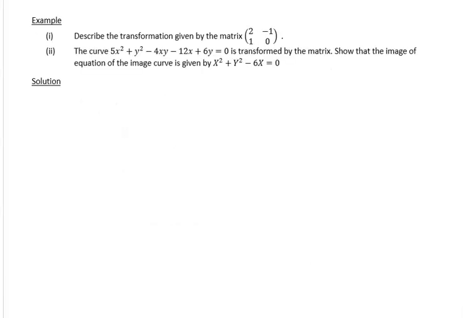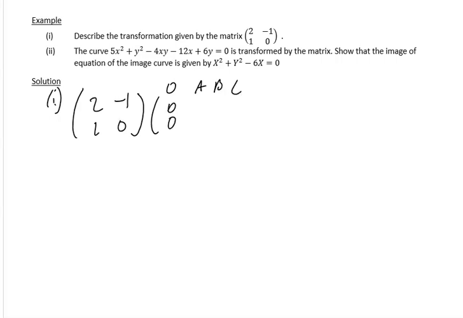Okay, this next example, we have to describe the transformation given by the matrix 2, minus 1, 1, and 0. It's a bit like something we did the other day, where we were looking at transforming our matrices. So we have to see what happens. Back then, we said we would investigate what happens when you transform what we called the unit square. So the unit square, the coordinates of the unit square are as follows.